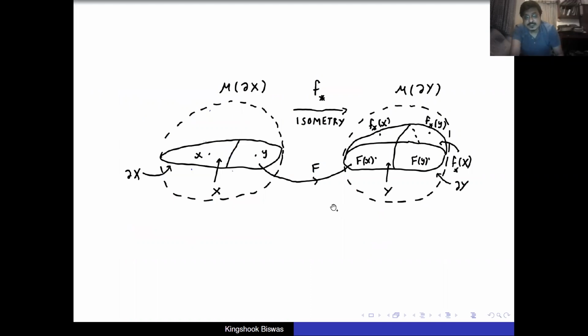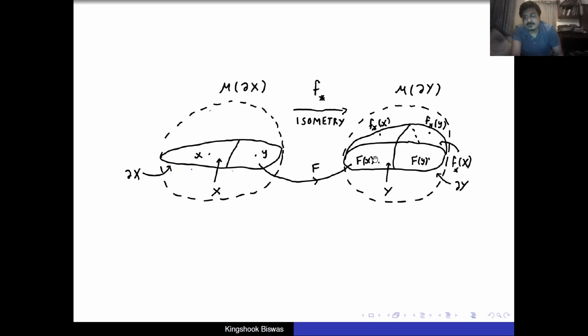So this picture should make it clear what's happening. Here, X is sitting isometrically embedded into M of ∂X. Here, Y is sitting isometrically embedded into M of ∂Y. We have this isometry f star from the big spaces M of ∂X to M of ∂Y. So X here maps to another space here, f star of X, with the same boundary as Y. And so now what we're doing is we take a point little x, we look at f star of little x, that's this point, and then we take a nearest point projection to the subspace Y. So that is the point capital F of x.